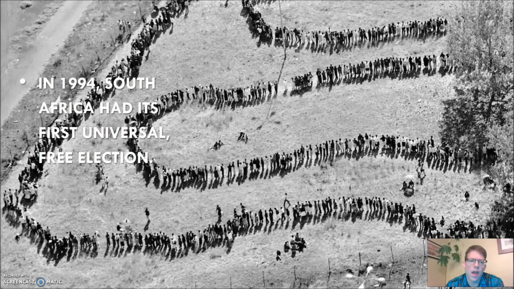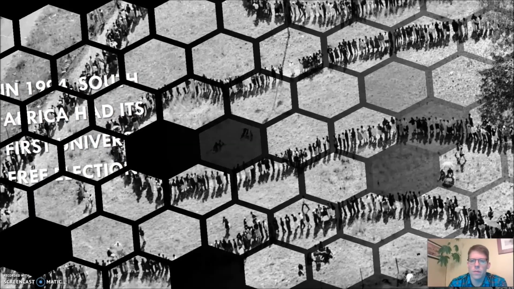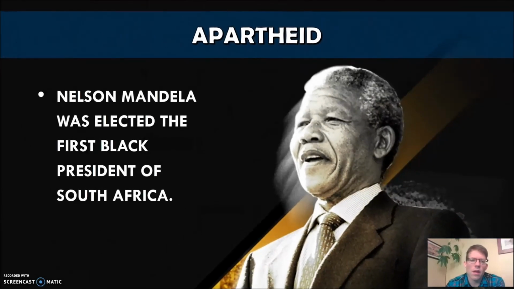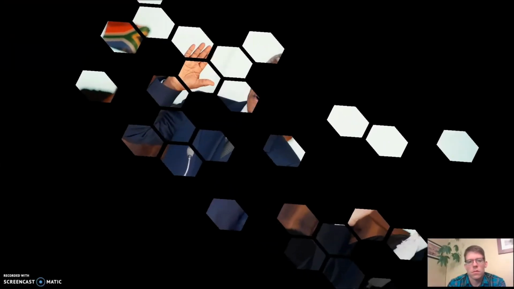In 1994, South Africa had its first universal free election. In other words, the first election where black people were allowed to vote. And they elected Nelson Mandela as the first black president of South Africa. So the election of Nelson Mandela is often considered the end of apartheid in South Africa.